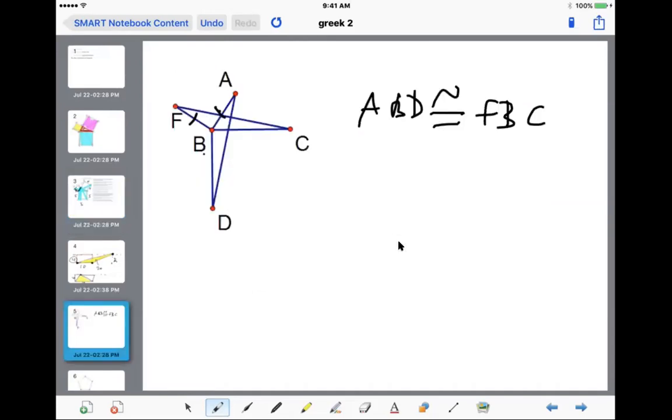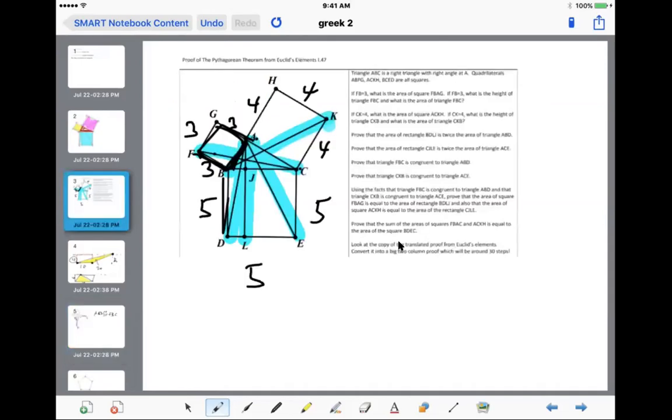Now BD is 5. What else should equal 5? That's right, BC. For the same reason, BD and BC are both sides of the big square.